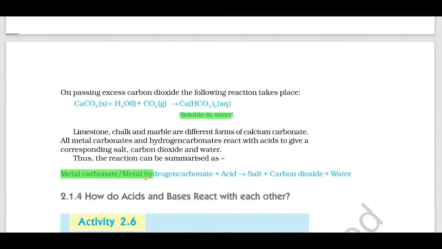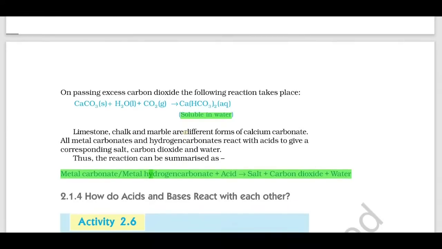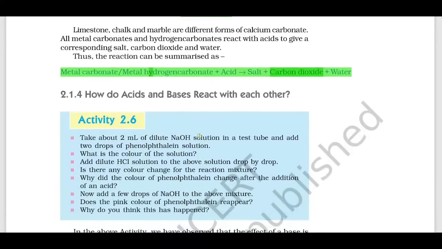A metal carbonate or metal hydrogen carbonate with acid gives salt, carbon dioxide and water. Metal reacts with acid to give which gas? Hydrogen gas. Metal carbonate or metal hydrogen carbonate with acid gives carbon dioxide gas. You should know the difference between these two. Now the next important concept is how acids and bases react with each other.